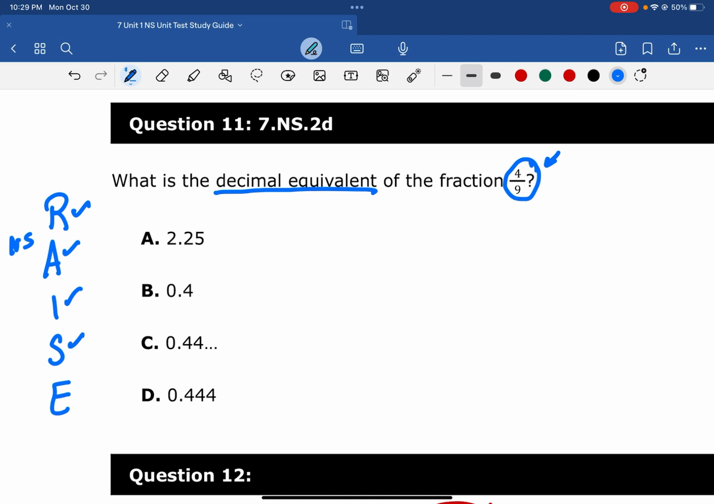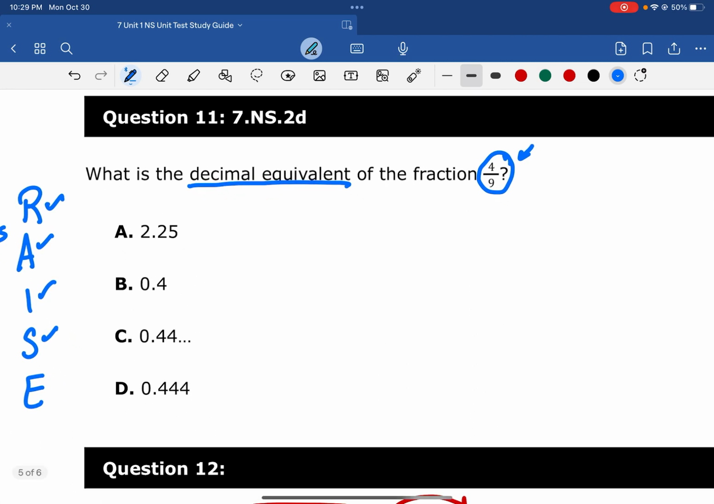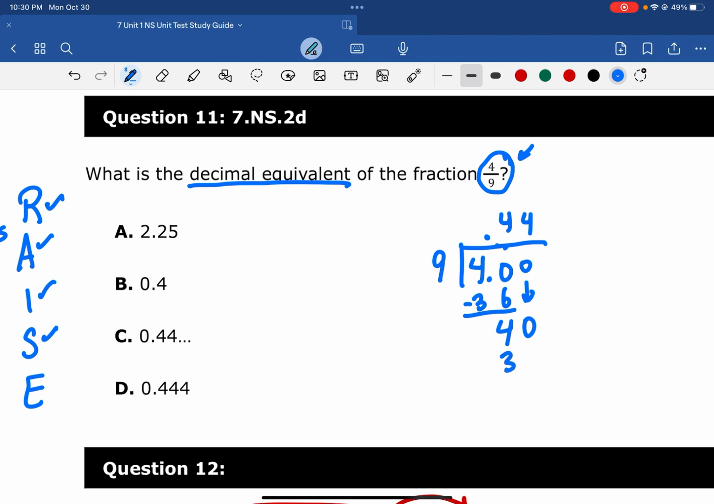We'll show our strategy. One way to do it is to divide the numerator 4 by 9. So we're trying to have 9 go into 4. So we'll put a decimal and a 0, put a decimal up here. 9 goes into 40 4 times. That's going to be 36. I subtract, I get 4, 0, bring it down, that's 40. 9 goes into 40 4 times. That'll be 36. Subtract, I get 4. I still have a number, so I'm going to bring down 0.